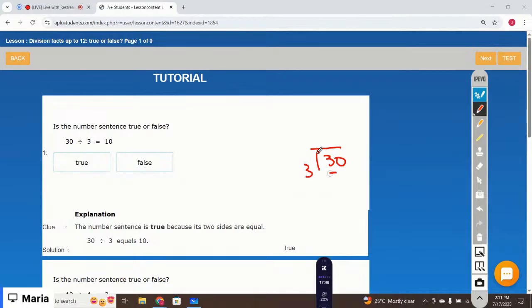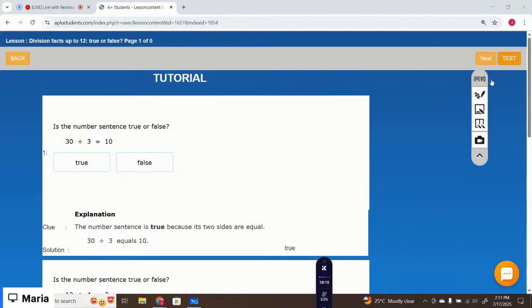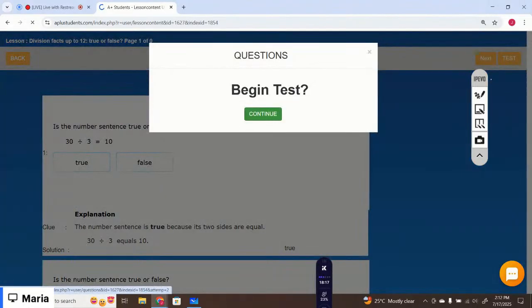How do we divide? Divide with the first digit. That would be 3 times 1 is 3. 3 minus 3 is 0. So 3 times 0 is 0. That would be 10. And 10 is equal to 10. The correct option is true because both sides are exactly equal. So true it is. Let's just start with the rest of the questions.